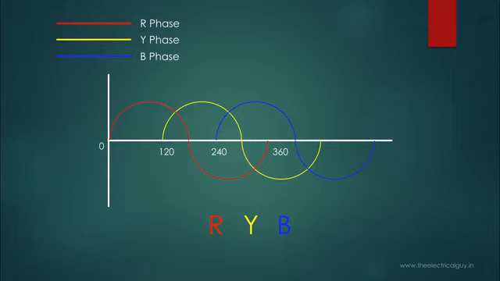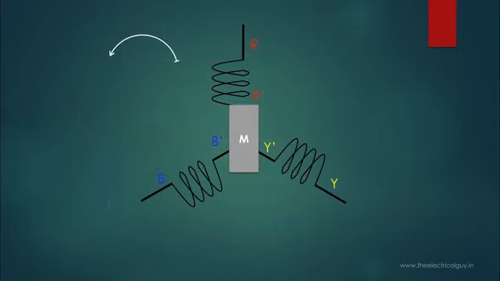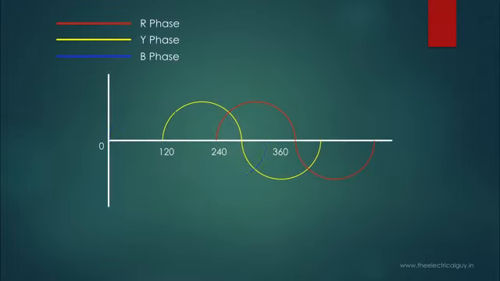Now, if I would like to reverse this phase sequence, what should I do? I only need to change the direction of rotation of my magnet. Now, we will rotate it in anti-clockwise direction. As we have changed the direction of rotation of the magnet, the sequence of reaching the peak values will also change. Now, winding B will reach its peak value first, and then winding Y, and then winding R. So my phase sequence now is B, Y, R.